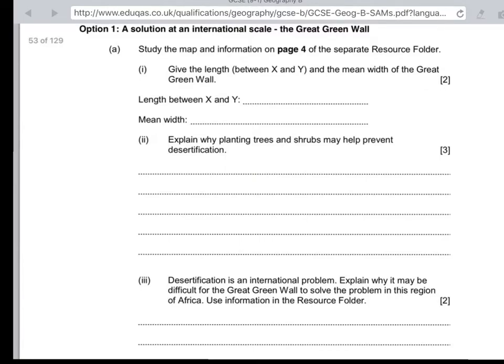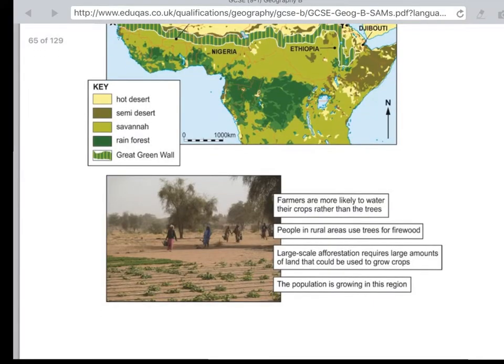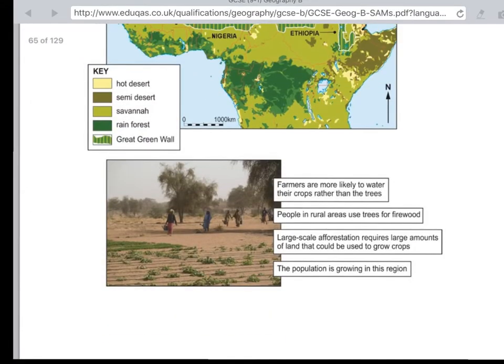Well, if we just have a look at what we're actually looking at, a nice little photo of it down here, you can see some trees and presumably that's people next to them. Well, how are trees going to help? Trees are going to act as a physical barrier. It's going to stop that desert from spreading, so it stops the sand from encroaching.